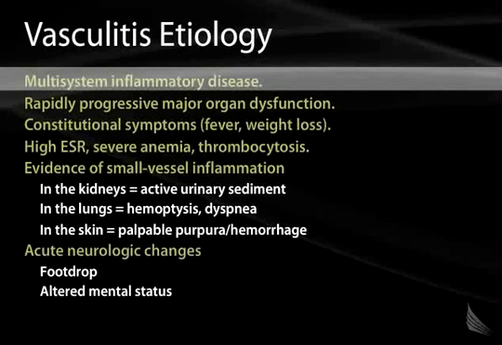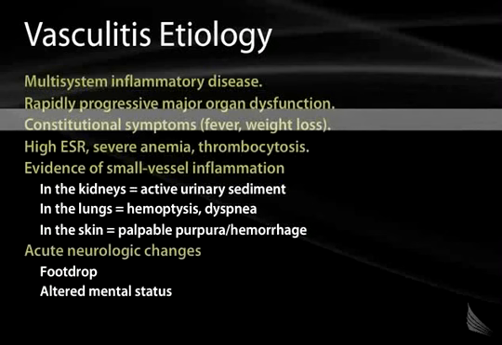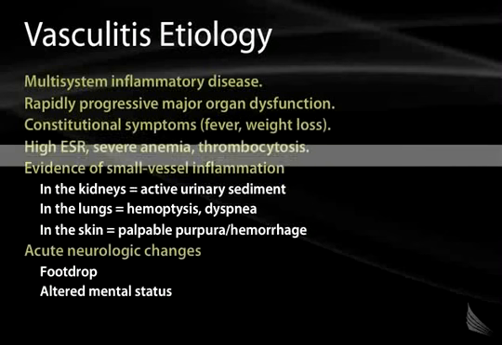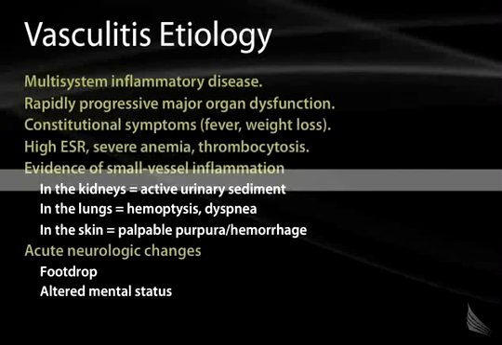Vasculitis is a multi-system inflammatory disease with rapidly progressing major organ dysfunction as the macro and microvasculature is involved and destroyed. The complaints in the setting of vasculitis are often vague and nonspecific, including fever, weight loss, and malaise. The laboratory evaluation often reveals a high erythrocyte sedimentation rate and a high C-reactive protein, as well as severe anemia or thrombocytosis.